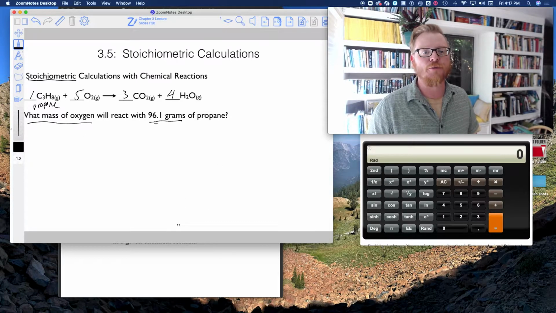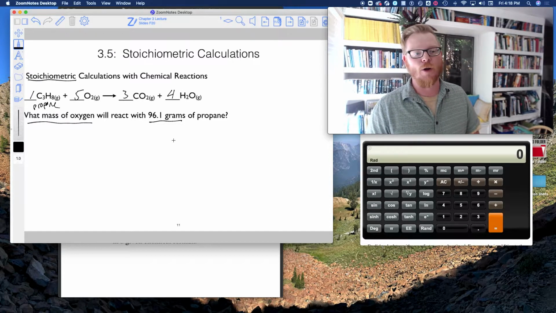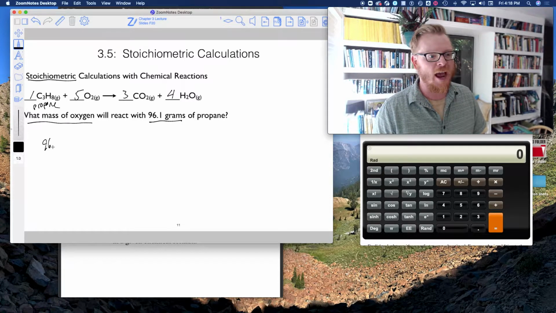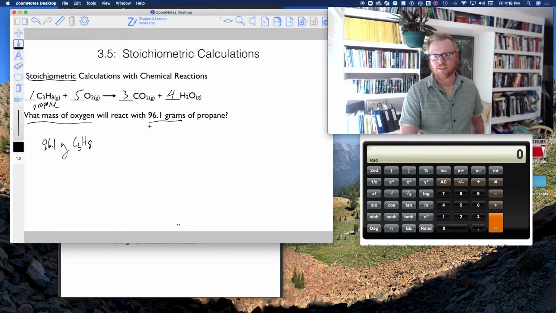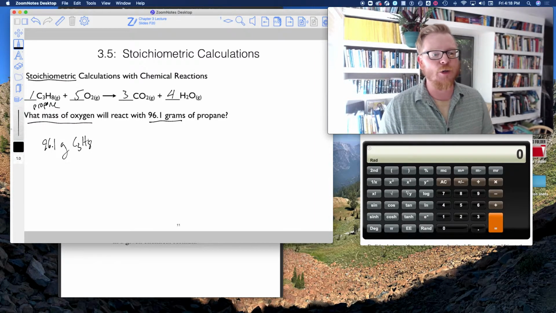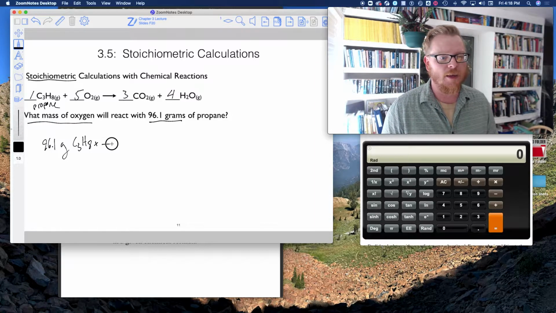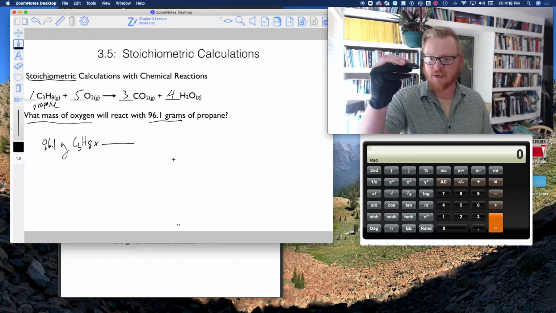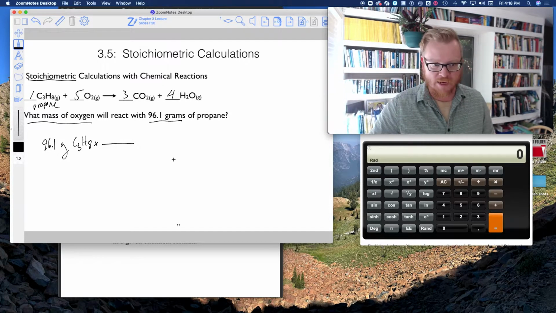And hopefully we're also starting to recognize the process. We're going to use the first number I was given first. And in this case, of course, it's the only number, but all the same, it was still the first number I was given. So I'm going to write it down blindly: 96.1 grams of C3H8. That's how we're going to start this thing. Okay? So now what I can do from here is the same process. Down, up, down, up, down, up.